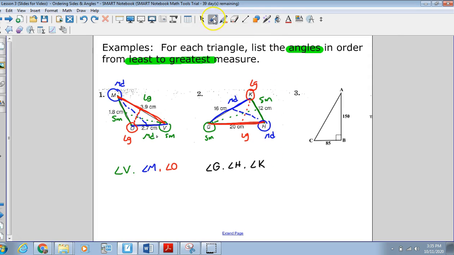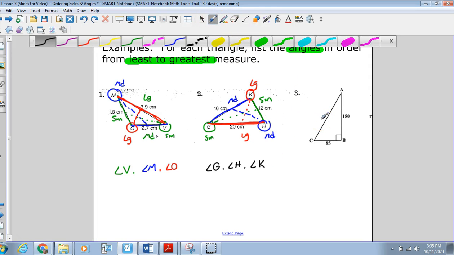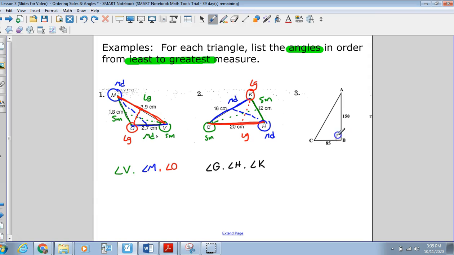For number 3, this time we know we're trying to list the angles from least to greatest. And based on what we know about the angles in a triangle adding up to 180, we know that if this is 90 degrees right here, the other angles must be acute angles. Angle A and angle C have to be acute angles, which means that angle B, our right angle, has to be the largest angle right here. And that means that our hypotenuse has to be the biggest side.